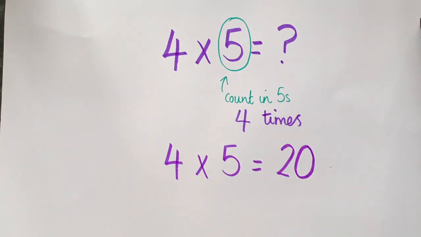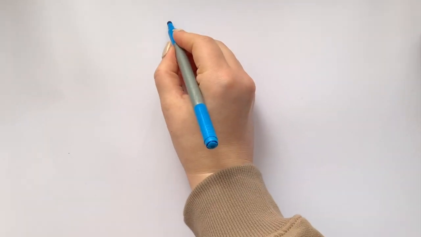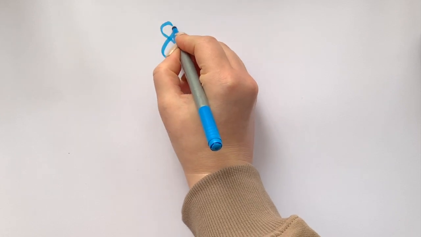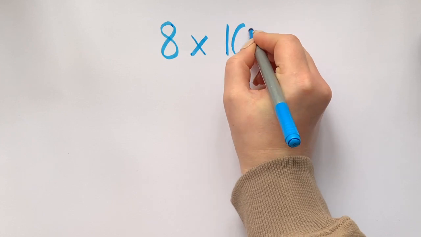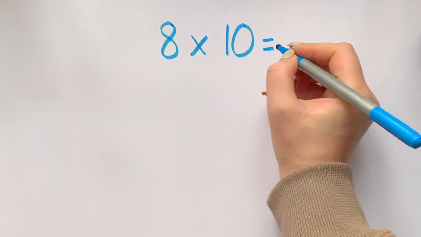Let's have a go at another one. I wonder if it works for 10s as well. Have a look at this number sentence. I've got 8 times 10 equals... I'm stuck again, Year 2. What do I have to do?